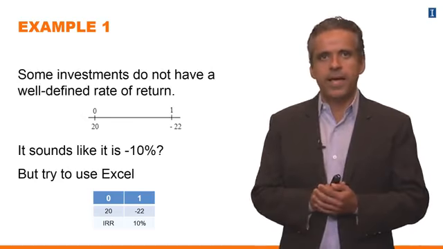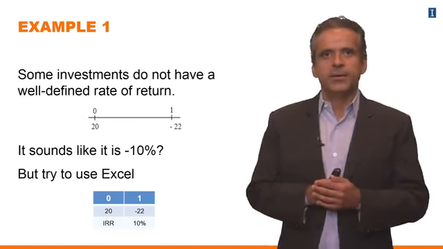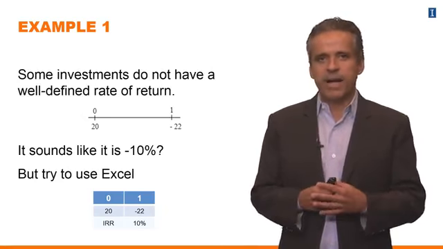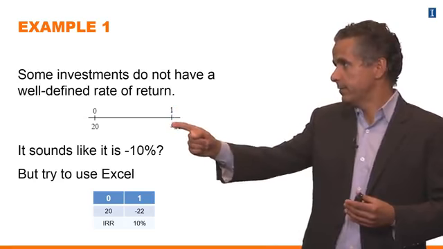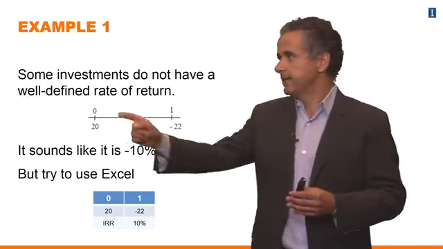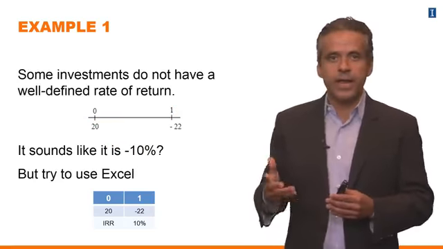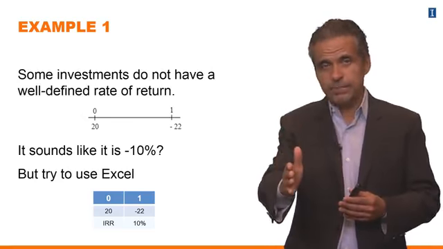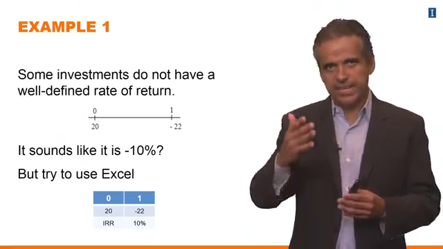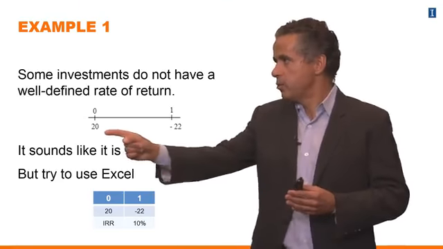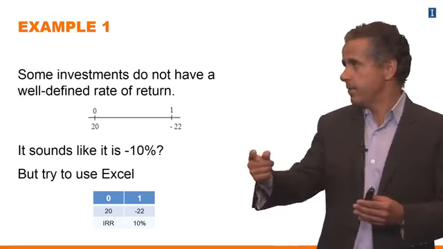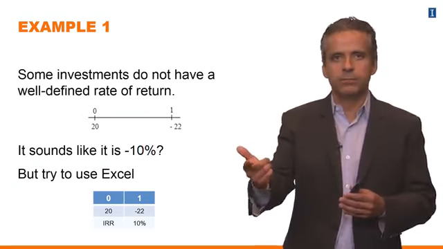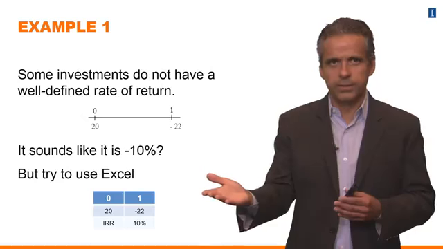of return, okay? Sounds a bit strange, but consider this example. Suppose we have this timeline, right? And we already learned about timelines, okay? So we have an investment that gives you $20 million today, right? So this is like the accounts receivable problem. You get $20 million today, and then you have to pay $22 million tomorrow, okay? So you lose $2 million, right?